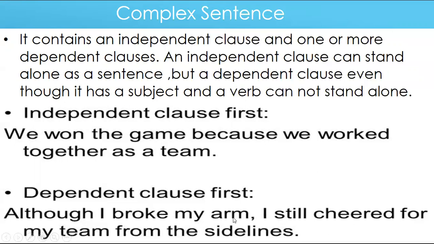Although I broke my arm, I still cheered for my team from the sidelines. So this shows that it is that particular dependent clause, and this is because of this particular reason. Although I broke my arm, I still cheered for my team from the sidelines. Because of this, it's known as a complex sentence.